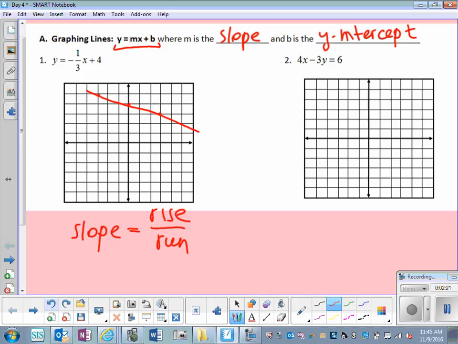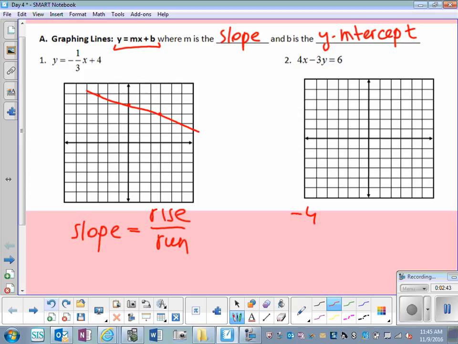So let's try another one, the second one. What do I need to do here before I can graph? I need to change the formula. I need it in slope intercept form. So what do I need to do to this equation so that I have the formula that looks like that?